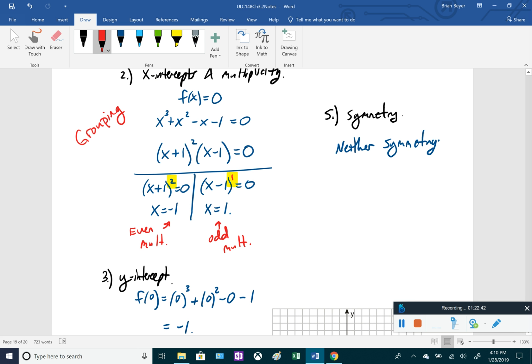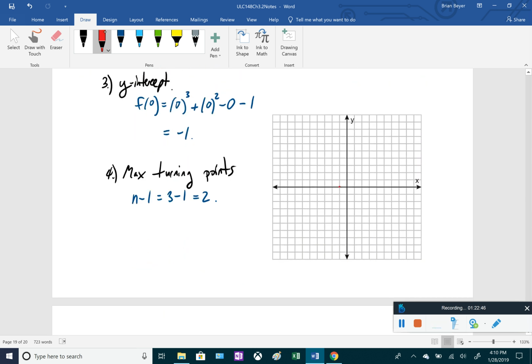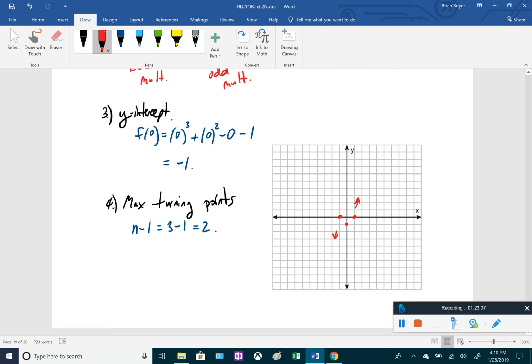Okay, so let's graph it. We plot the points for the x-intercepts, negative 1 and 1. We have a y-intercept of negative 1. And let's use the end behavior. We said it was falling to the left and rising to the right. So now we connect the dots based on the multiplicity.